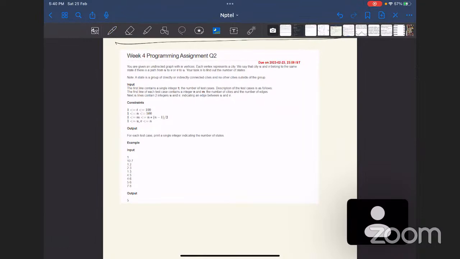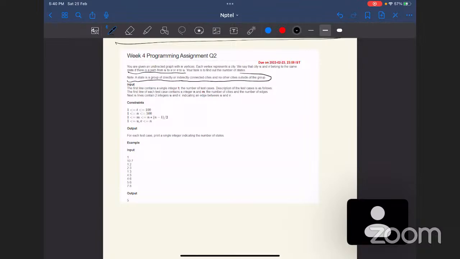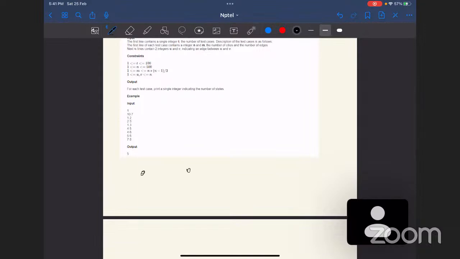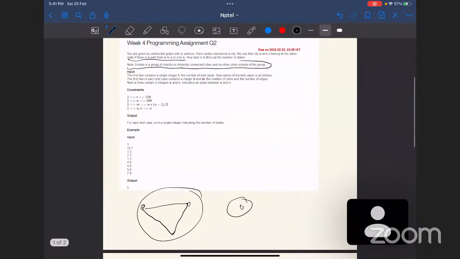The question says you are given an undirected graph with n vertices, and each vertex represents a city. We say that cities U and V belong to the same state if there is a path from U to V or V to U. Your task is to find out the number of states. Basically, a state is a group of directly or indirectly connected cities and no other cities outside of the group. For example, if this is a city, this is a city, this is a city, this is a city, and these three are connected, then this is one state and this is a second state. So the number of states here is equal to 2. So we just need to calculate the number of states.